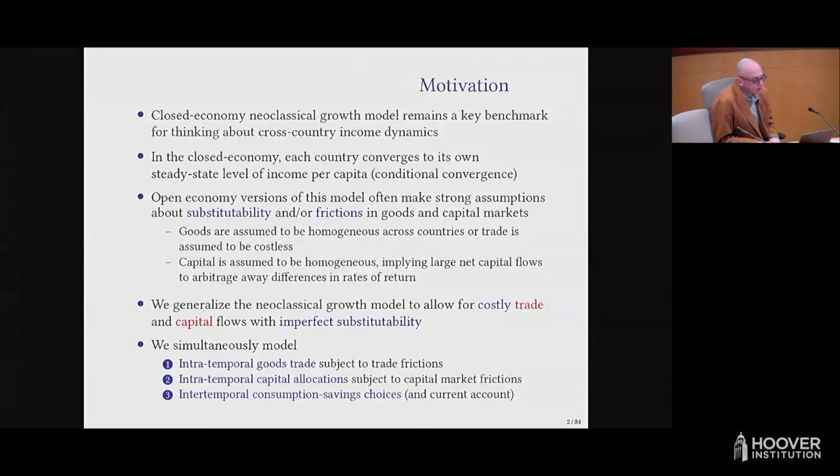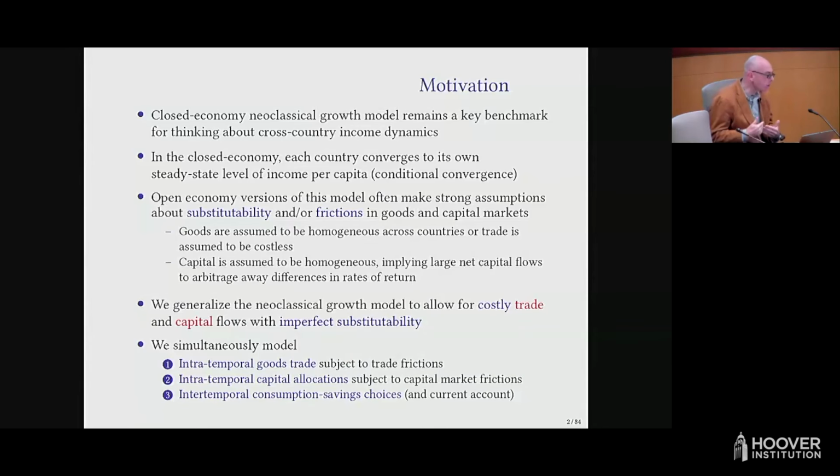So in particular, what we're going to try to do is develop a tractable quantitative framework, which we can take directly to a many country world where we've got many countries trading in goods markets, having bilateral capital holdings with one another. And we're going to try to simultaneously keep track of trading goods at a point in time. So how do countries source their trade flows from one another? We're also going to try to keep track of capital holdings at a point in time. So countries are going to have portfolios of capital holdings across one another.